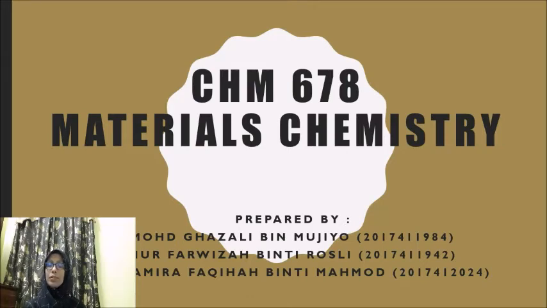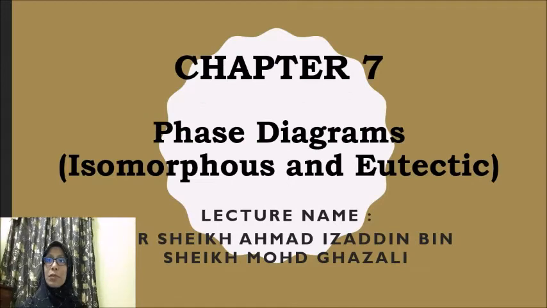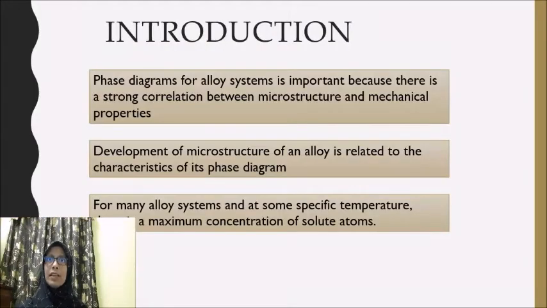In the requirement to complete the assignment of CHM 678 Material Chemistry, me and my friend will present on Chapter 7, which is Phase Diagram, Isomorphous and Eutectic. So basically, in this topic, we will learn that the phase diagram for an alloy system is important because there is a strong correlation between microstructure and chemical property. Second, development of microstructure of an alloy is related to the characteristic of its diagram.